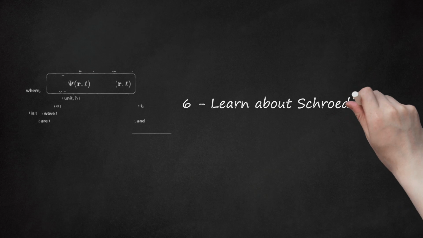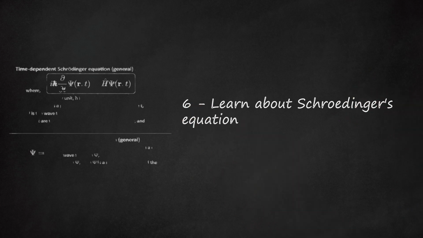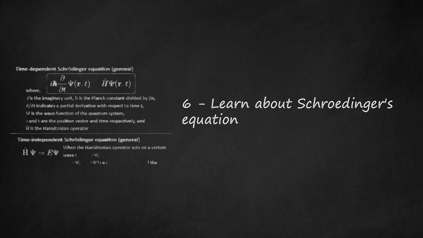6. Learn about Schrödinger's equation. This equation has two forms. One of them is the time-dependent wave equation and the other is the time-independent wave equation. The time-independent wave equation could be applied to atoms and molecules, and many variations of it have been developed for atoms and molecules such as the Hartree-Fock equation.